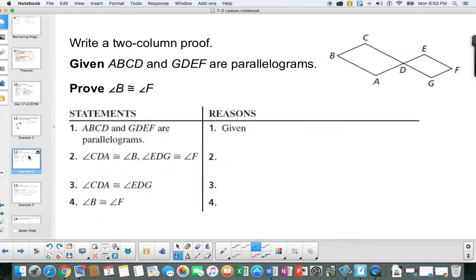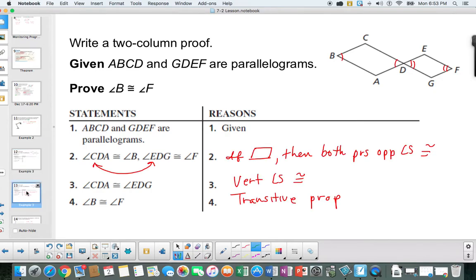Now here's a proof. Let's see what you can do. Stop the screencast and see if you can fill out the reasons. And here are the reasons.